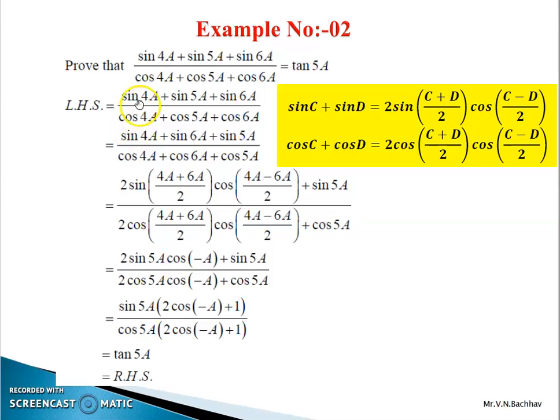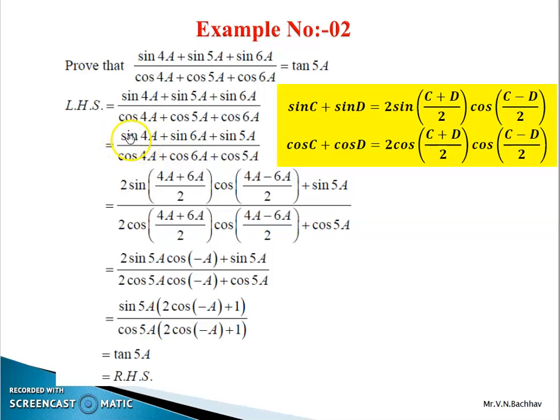Here LHS is (sin 4a + sin 5a + sin 6a) divided by (cos 4a + cos 5a + cos 6a). Here if we take the addition of 4a plus 6a, it means 10a. 10a divided by 2 is 5a. We use this trick: the addition of any two terms, divided by 2, gives the remaining term. So we take these two terms sequentially.